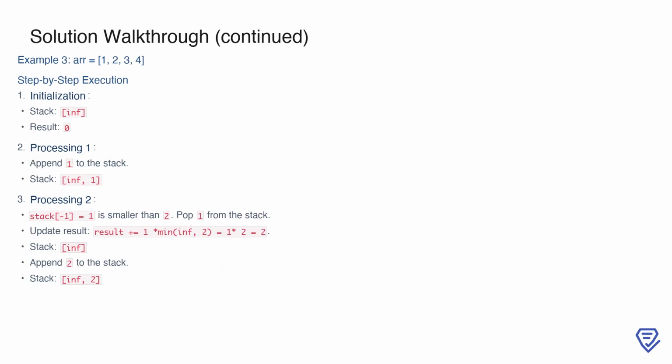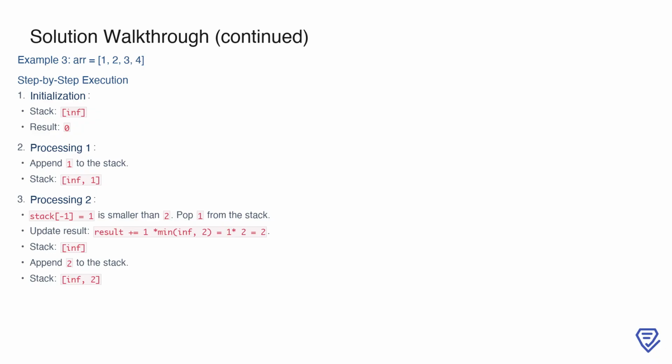For this example, we again initialize the stack with infinity and set the result to 0. Processing begins with the value 1, which we append to the stack. The stack now looks like INF 1. Next, we process the value 2. Since 1 is smaller than 2, we pop 1 and calculate 1 * min(INF, 2), which equals 2. We add this to the result, updating it to 2, and the stack becomes INF.